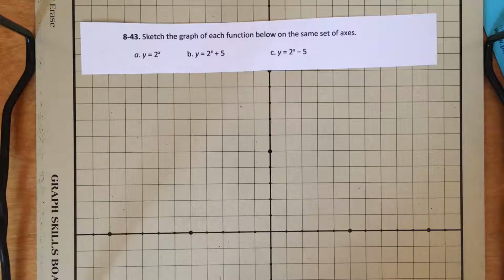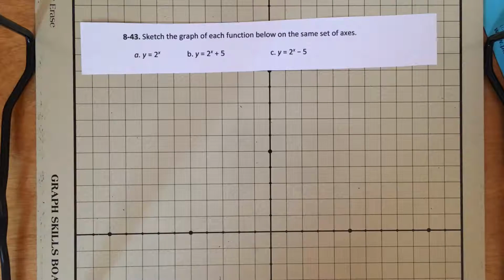This is problem 8-43. Sketch the graph of each function below on the same set of axes. So we're dealing with exponentials here: y equals 2 to the x, y equals 2 to the x plus 5, and y equals 2 to the x minus 5. So let's start with the first one, A. I'm going to graph them all on this grid here and use different colors.